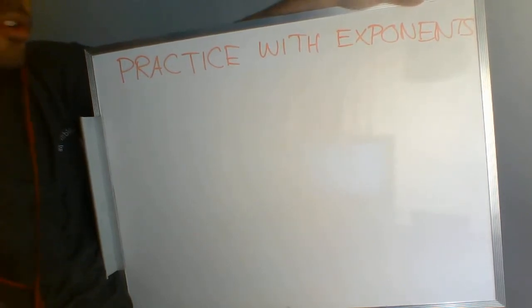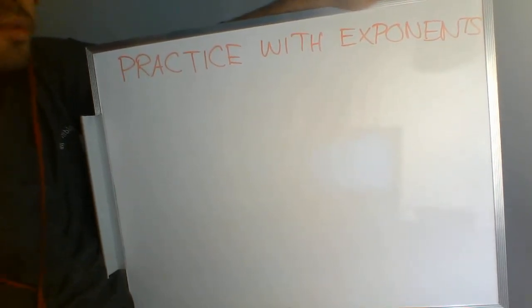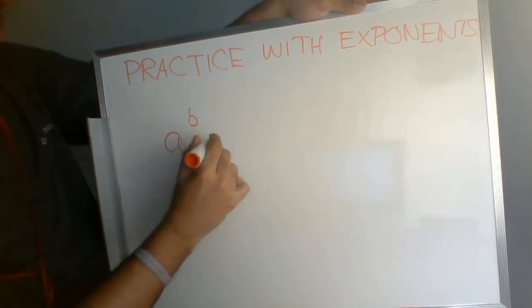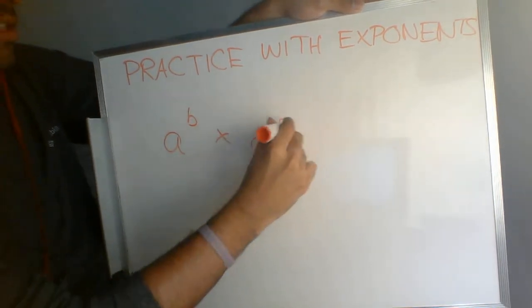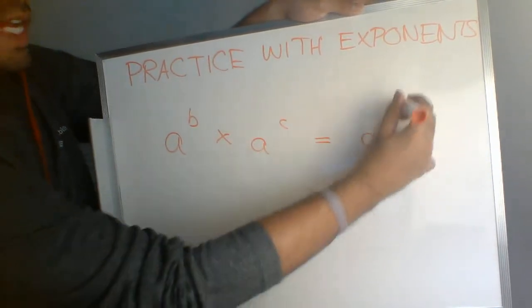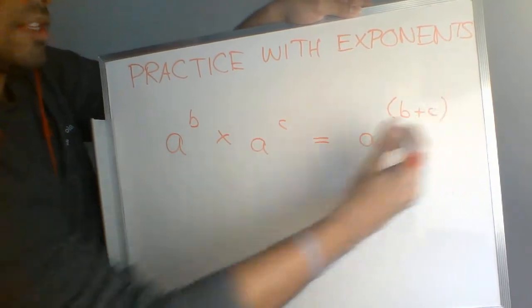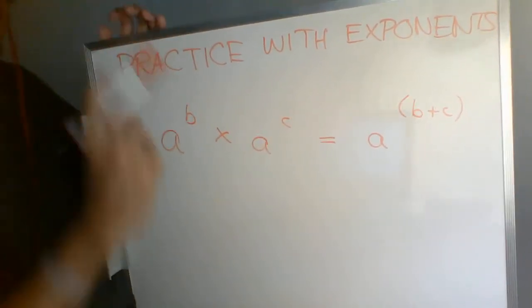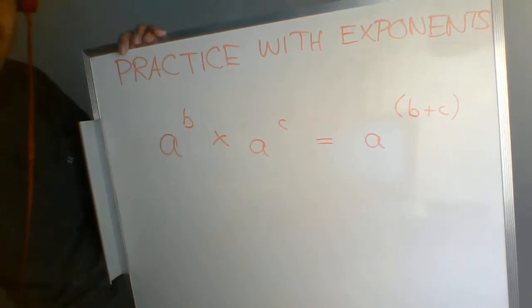So last time we were talking about some exponent rules, and I was writing them out with letters. So things like a to the exponent b times a to the exponent c is equal to a to the exponent b plus c. So things like that. We'll end up making use of some of that in a couple of problems today.